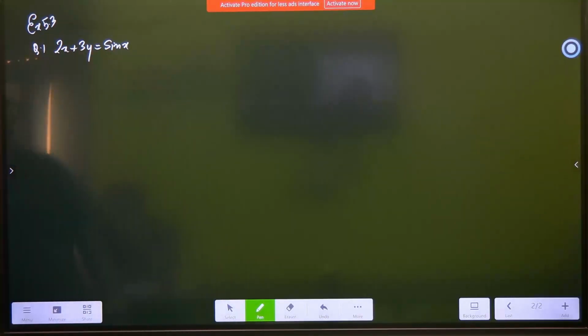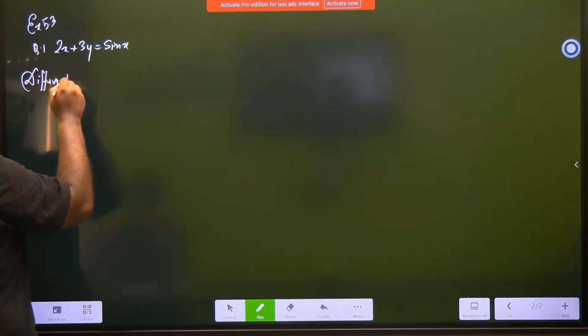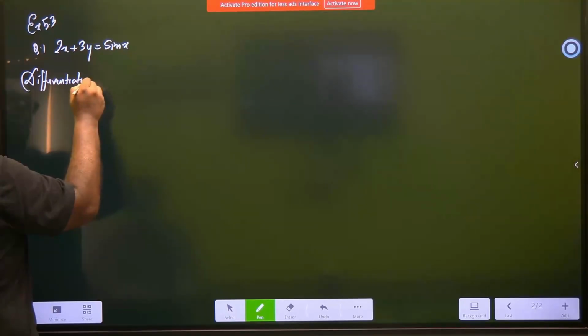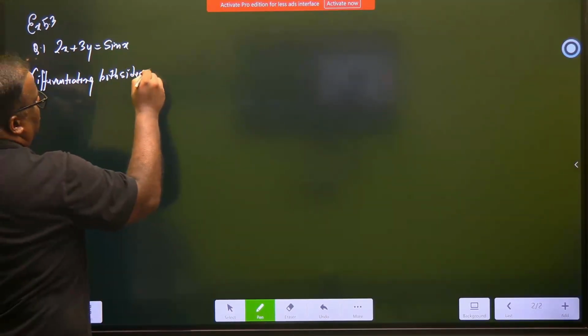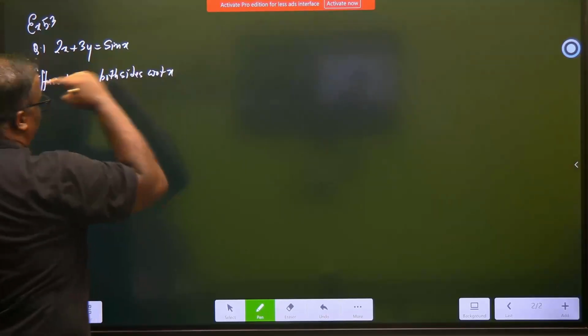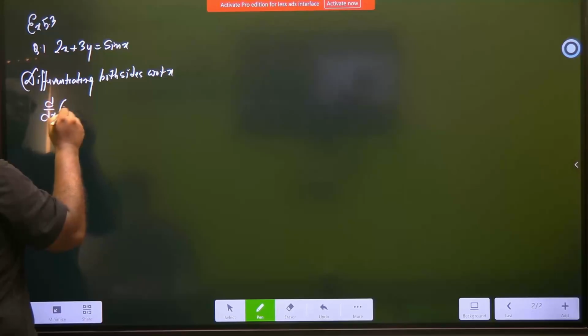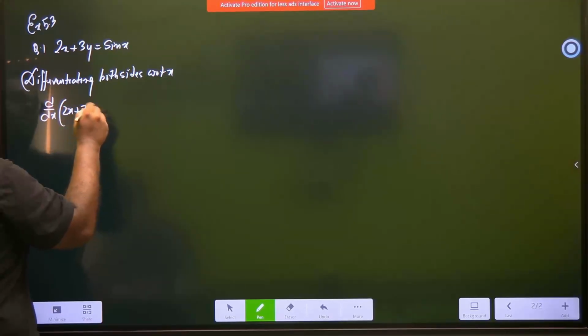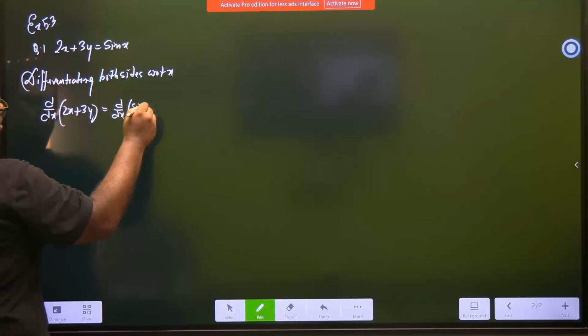So first step is what? Differentiating both sides with respect to x. So what do you get? You write d/dx of 2x plus 3y is equal to d/dx of sin x.